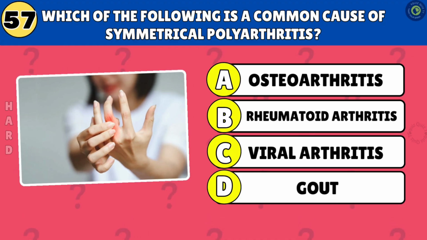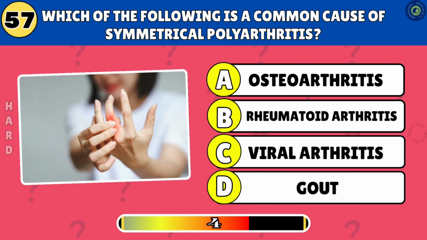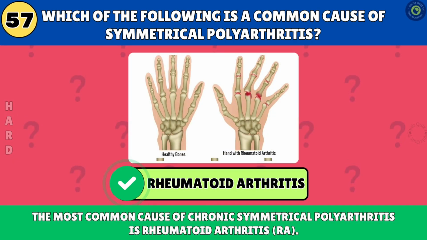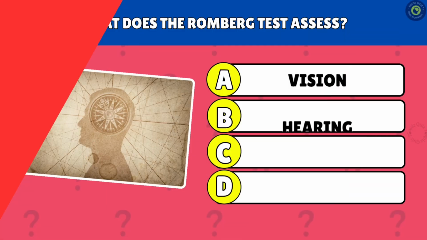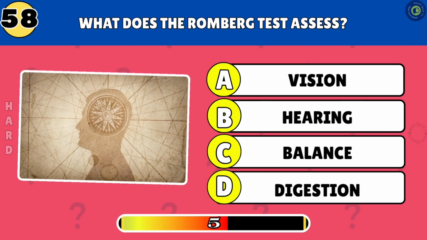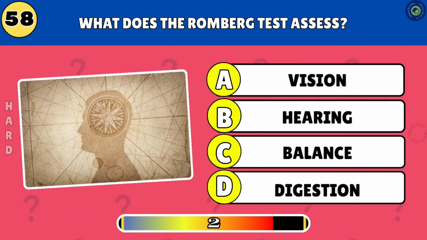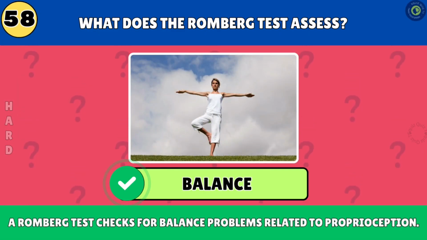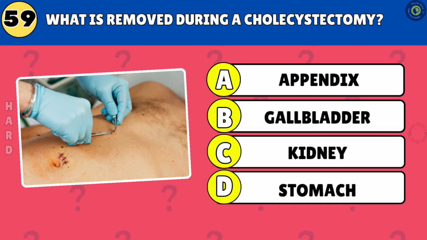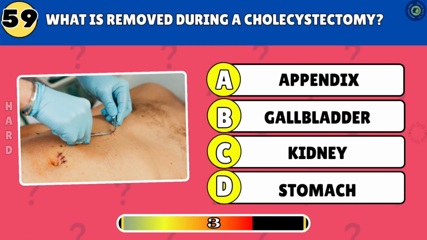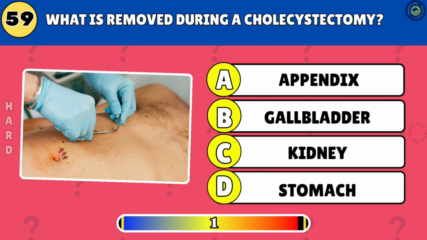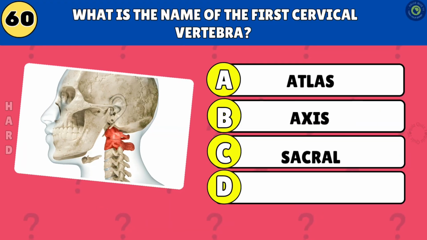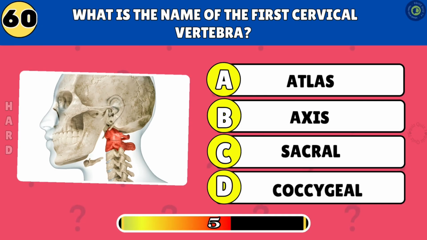Which of the following is a common cause of symmetrical polyarthritis? What does the Romberg test assess? What is removed during a cholecystectomy? What is the name of the first cervical vertebra?